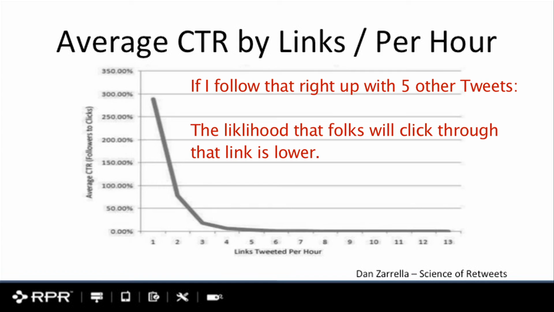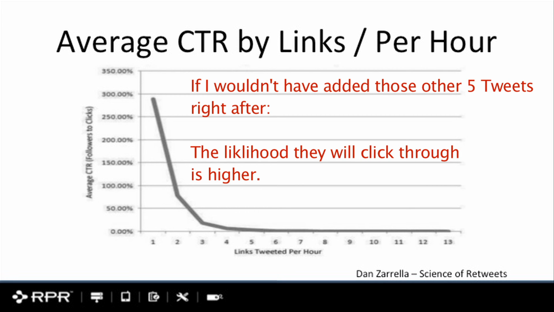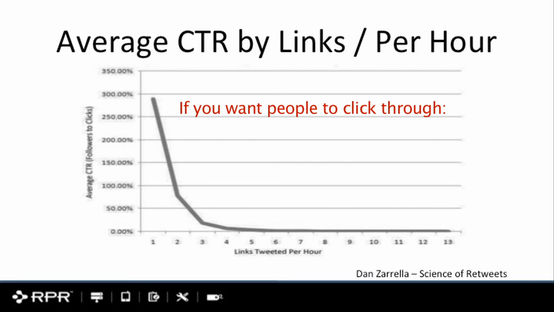So let me give you an example. It's 3 in the afternoon, and I just put up that BPO article I told you about. And now I share that with my network. If I follow that right up with 5 other tweets, the likelihood that folks will click through that link is lower, okay? If I wouldn't have added those other 5 tweets right after, the likelihood they'll click through is higher. Does that make sense? So if you want people to click through, space out your tweets. I feel funny saying that, but that's what you're supposed to do.